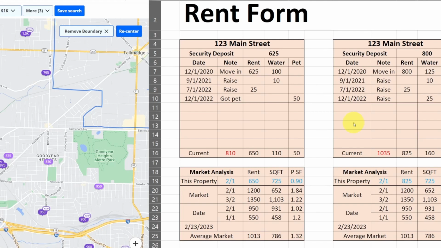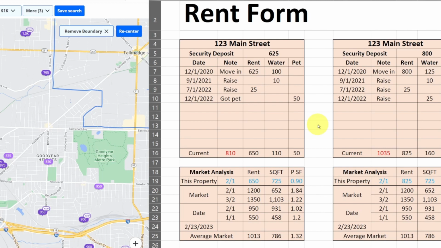This is my market analysis rent form, and I use this form every so often to see how close I am to the market rent of the area that I invest in. As an investor, we do have expenses that continue to go up. Utilities, especially water, gets higher and higher in the area that I invest in.